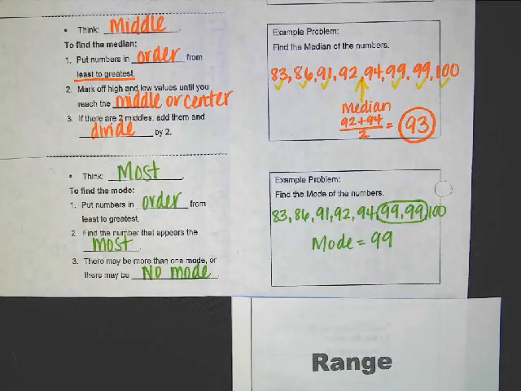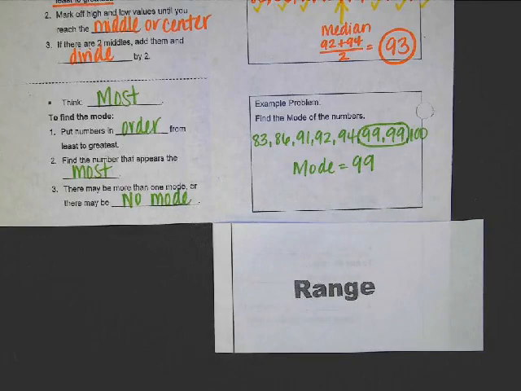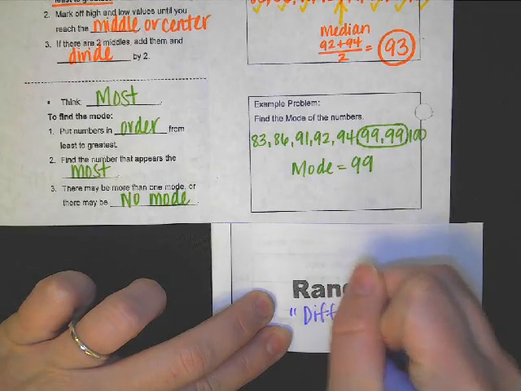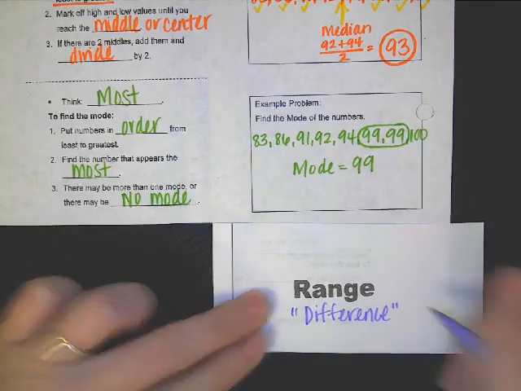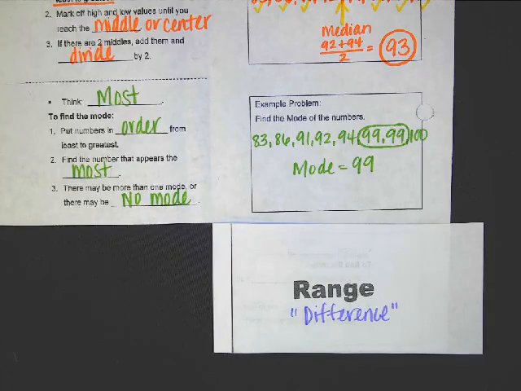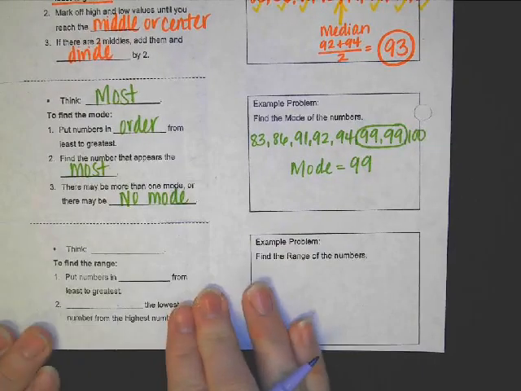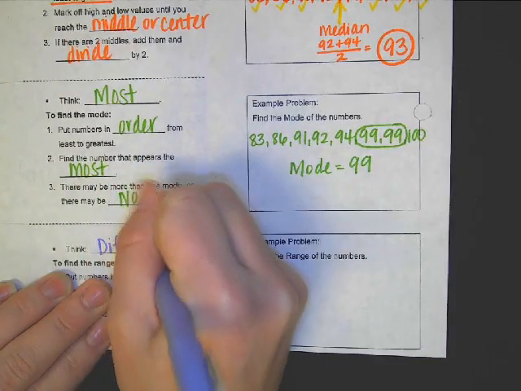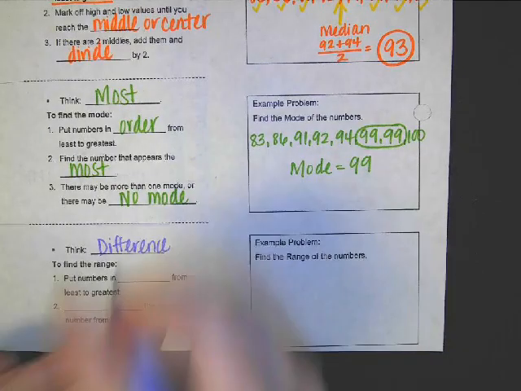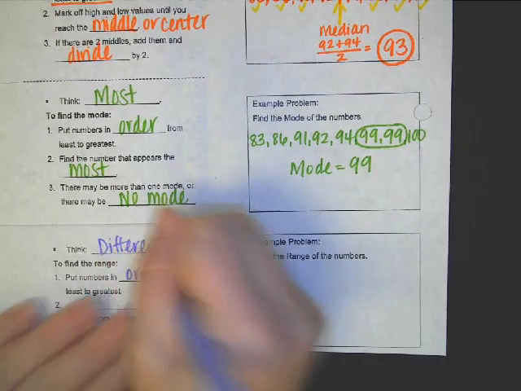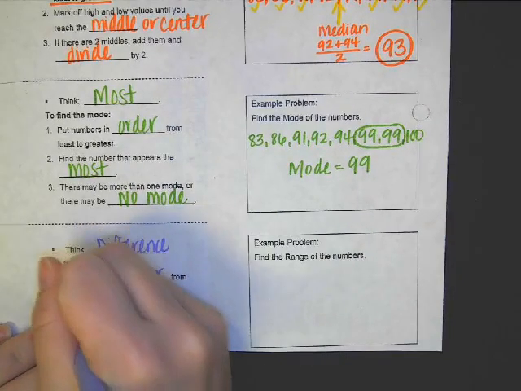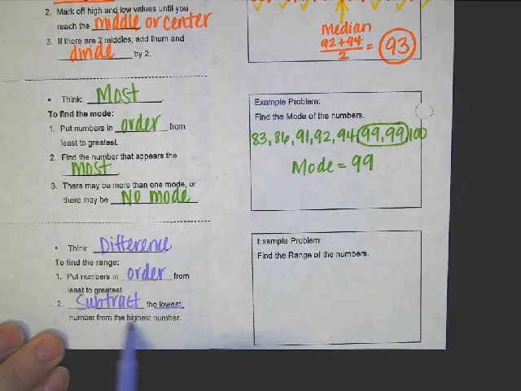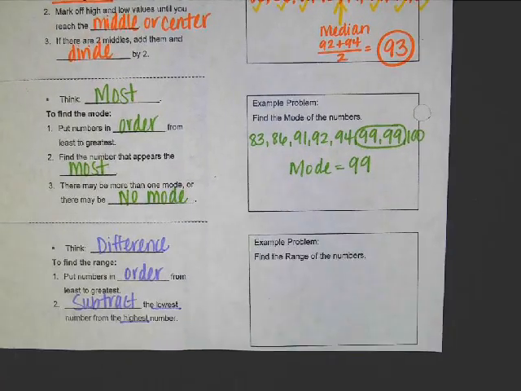The final word that we want to look at is the word range. When I think of the word range, range actually means the difference. Let's learn more about range on the inside of this foldable. Looking at range, remember to think of the word difference. Put the numbers again in order from least to greatest, and we're going to subtract the lowest number from the highest number, and that's going to find the range of the numbers.